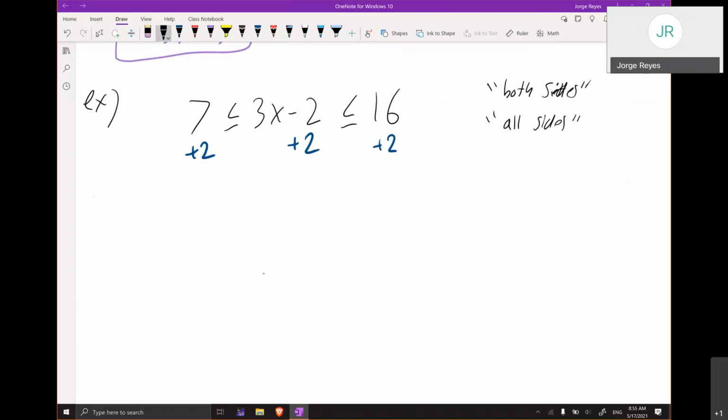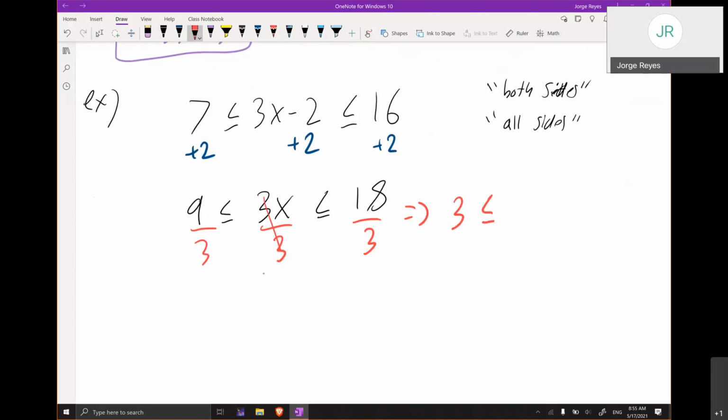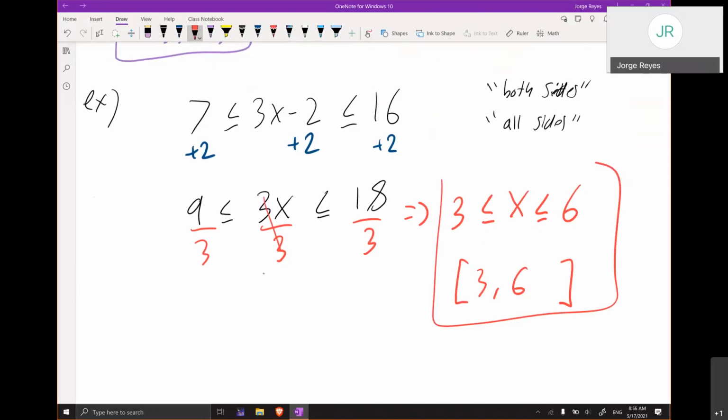And then so we're going to get 9 less than or equal to 3x less than or equal to 18. Okay. And then divide by 3. We're going to get the answer 3 less than or equal to x less than or equal to 18 divided by 3, which is 6. And this is pretty easy, right? So we have less than or equal to's, so that means brackets. And then 3, 6. Okay. So there you go. Not too difficult.